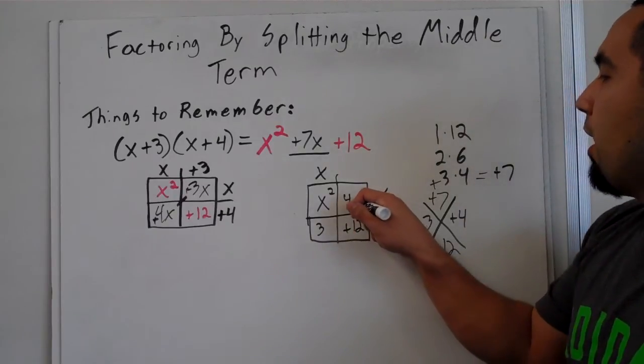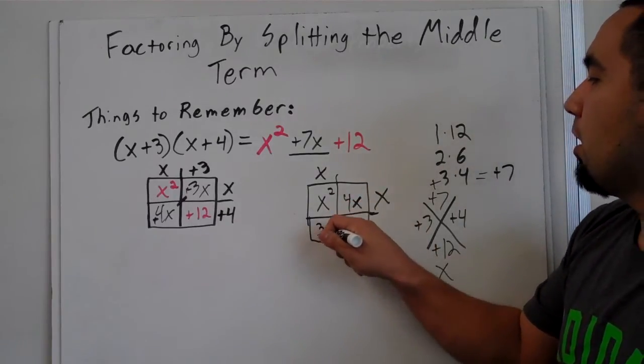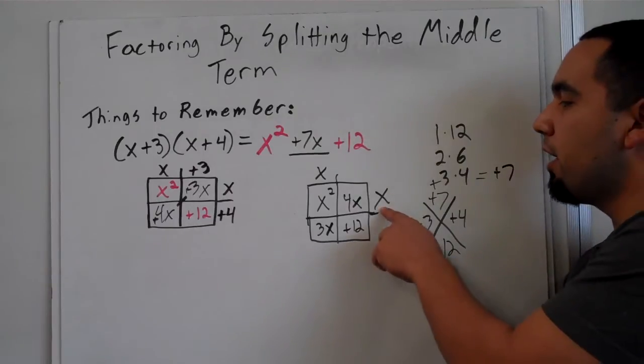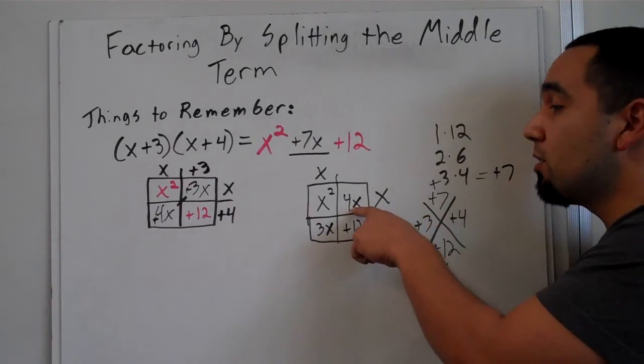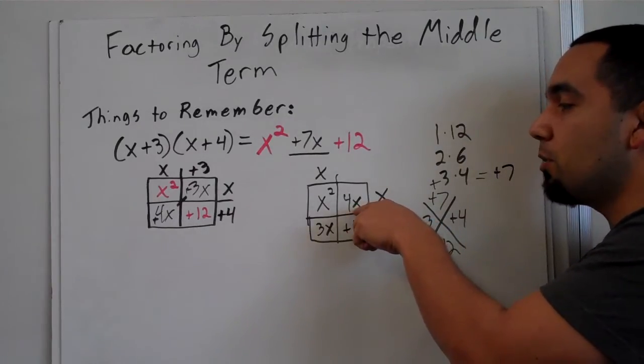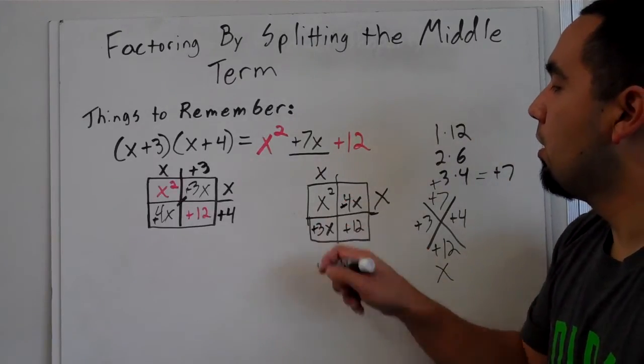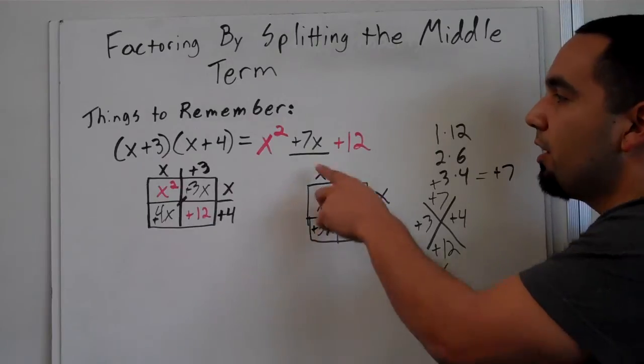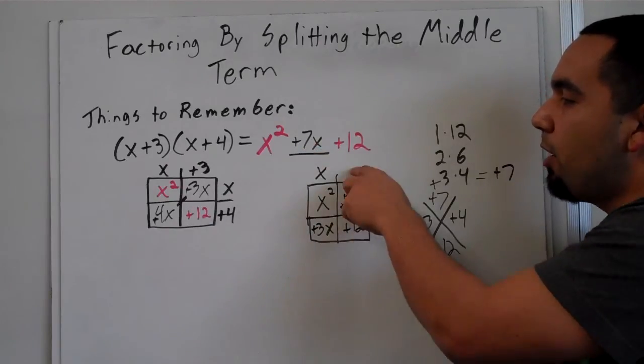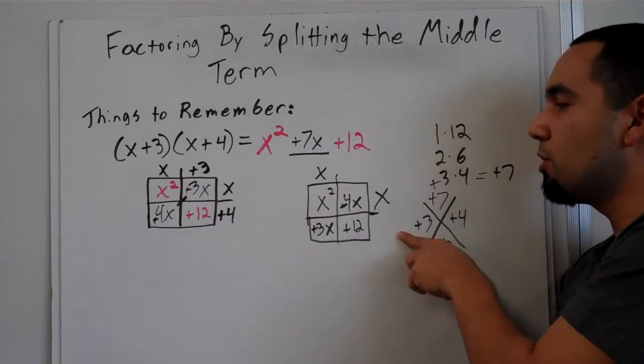And I always know that these are my x terms, right? Not only that, I know that I'm multiplying by x, so this box must have an x, right? But these are both positives. So if I add these together, I get my 7. Now I can find these two numbers out here just by using logic.